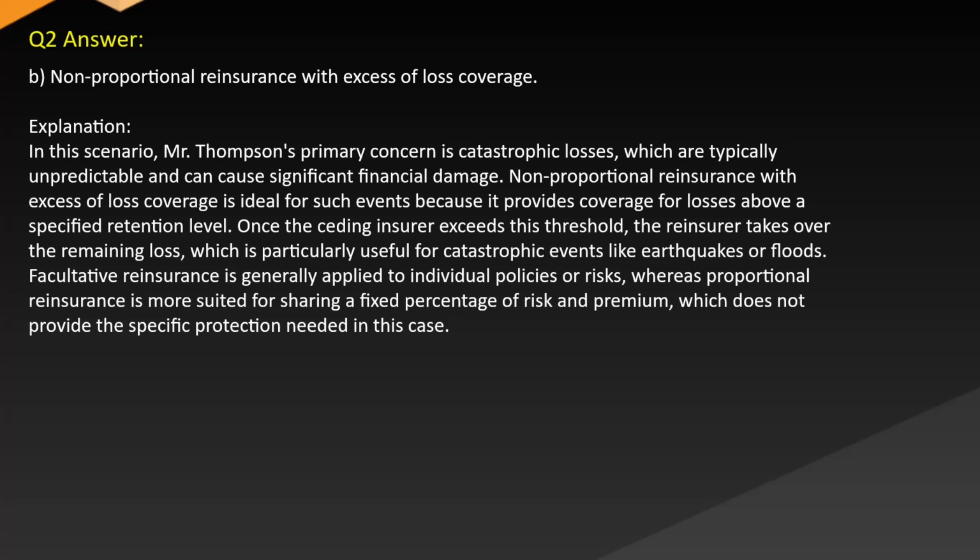Facultative reinsurance is generally applied to individual policies or risks, whereas proportional reinsurance is more suited for sharing a fixed percentage of risk and premium, which does not provide the specific protection needed in this case.